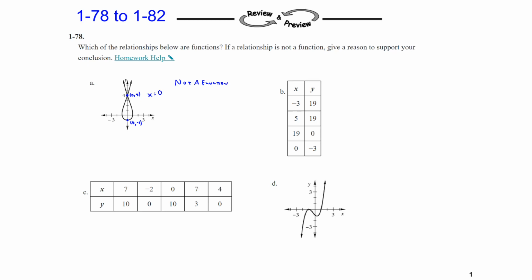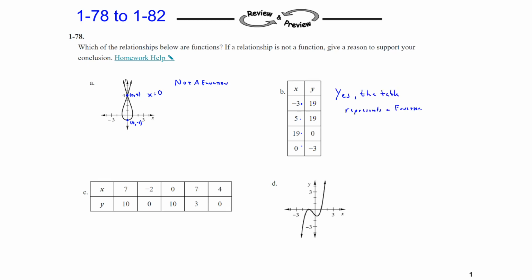On table B, you have x equals -3, 5, 19, and 0. So right there you don't have any repeating x values, so you don't have any x values going to two different y values. You do have two x values going to the same y value, but that's okay. There's nothing wrong. Think of your soda machine. When you press -3, you get 19 out, and when you press 5, you get 19 out. So it's okay to press two different buttons and get the same value back. So that means, yes, this is a function.